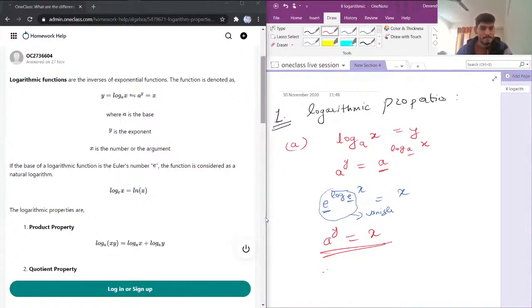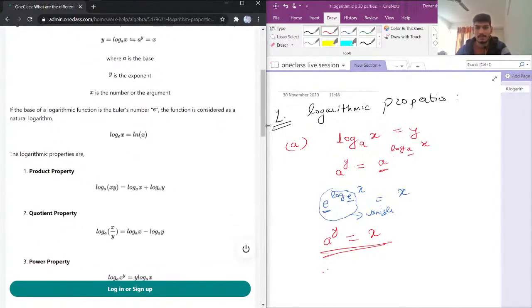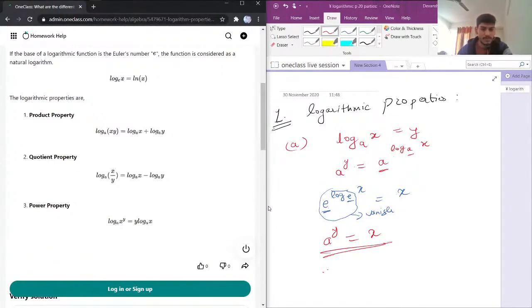Now, this is the property of logs where a is the base, y is the exponent and x is the number or the argument of the log. Okay, then we have product rule, quotient rule and power property.